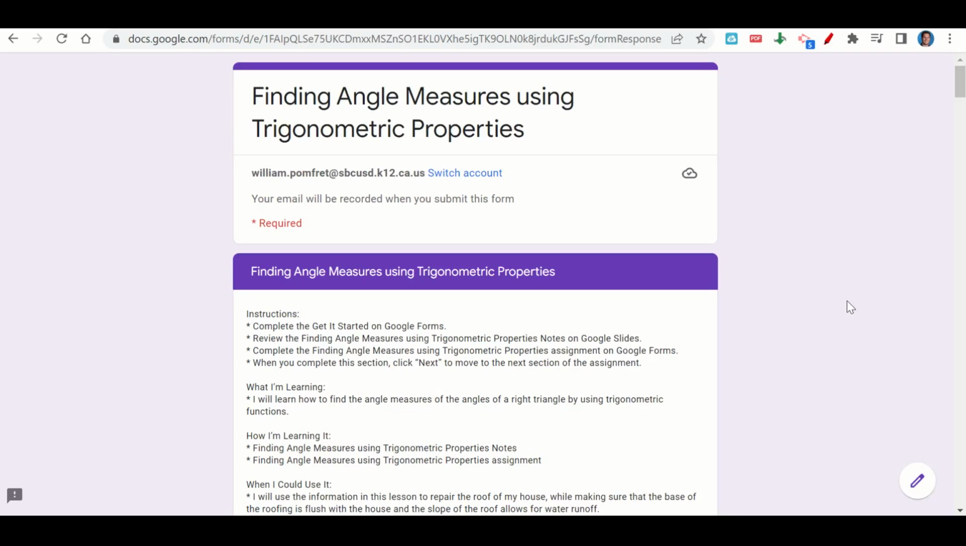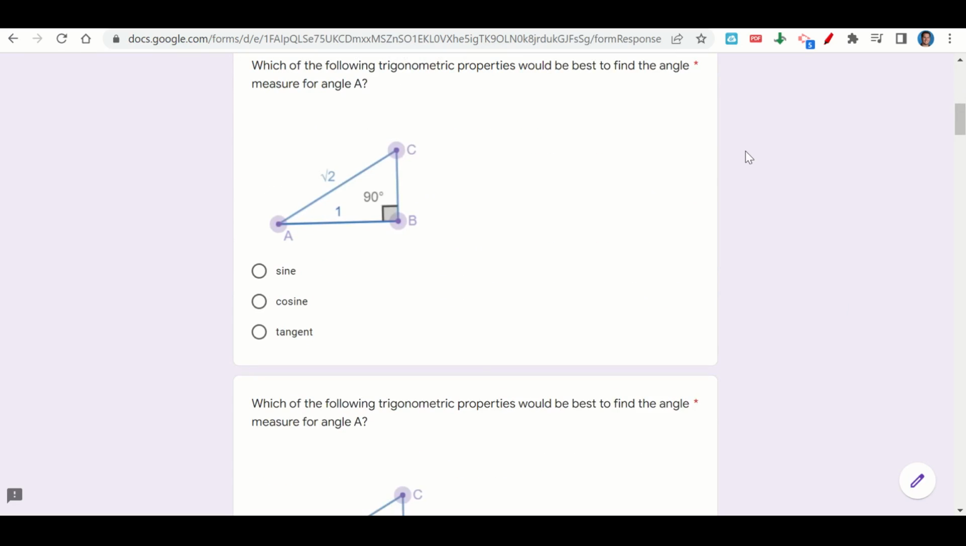Let's take a look now at the finding angle measures using trigonometric properties assignment. The assignment begins with the learning goals and success criteria. If we scroll down, we can see the questions. The first one says, which of the following trigonometric properties would be best to find the angle measure for angle A? So we have angle A here, and that's the one we're trying to find. And the sides we have are the adjacent side and the hypotenuse. Well, which trig property uses adjacent and hypotenuse? Well, that's cosine, so we would use the cosine to find angle A.